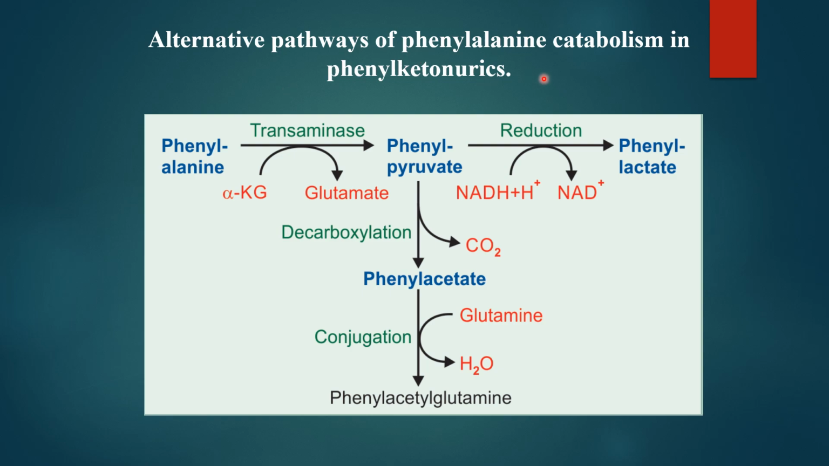Alternative pathway of phenylalanine catabolism in phenylketonurics, because phenylalanine is accumulated. So instead of converting to tyrosine, it is converting to various other metabolites in the form of phenylacetate, phenylacetylglutamine, phenyllactates, and phenylpyruvates. They can accumulate at various sites of the body, leading to various clinical features. So for phenylketonuria, you can consult my video on phenylketonuria.